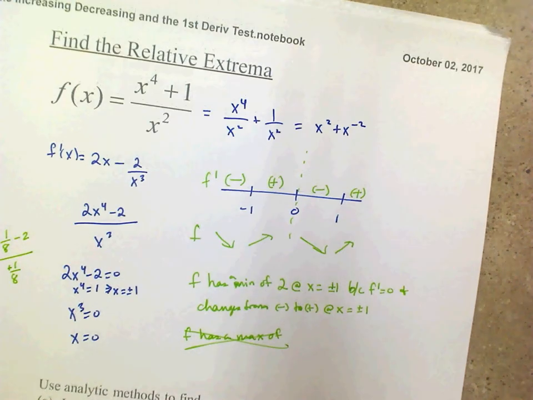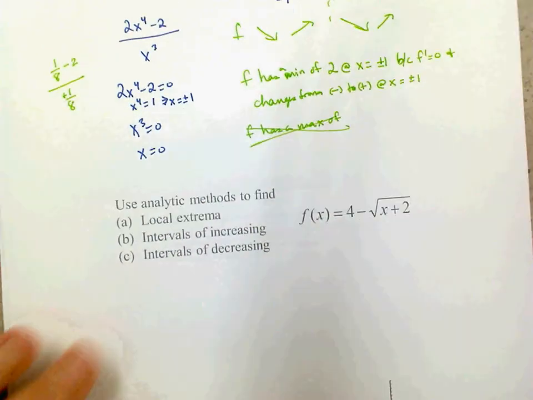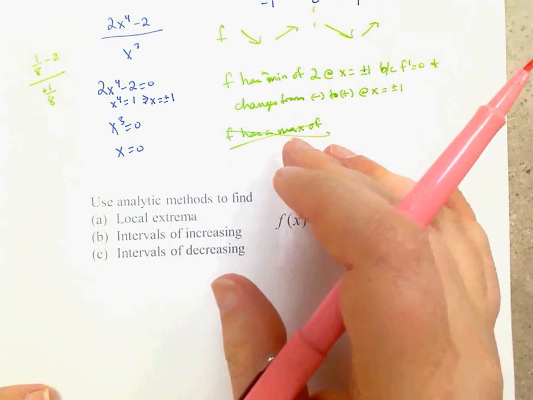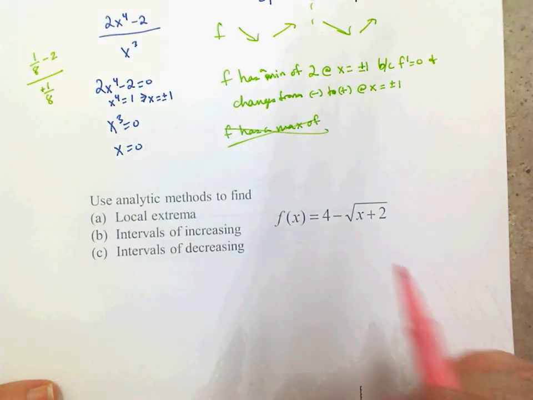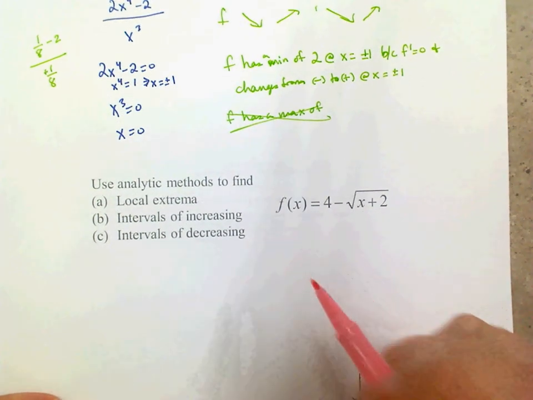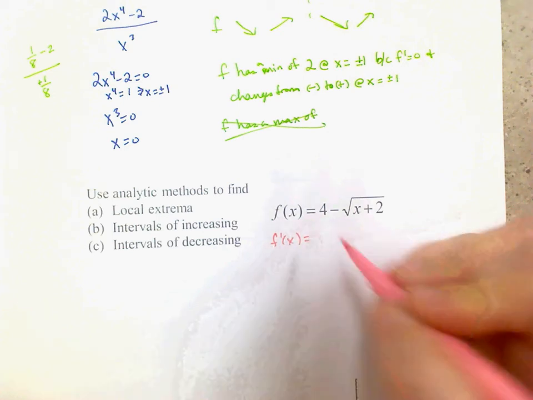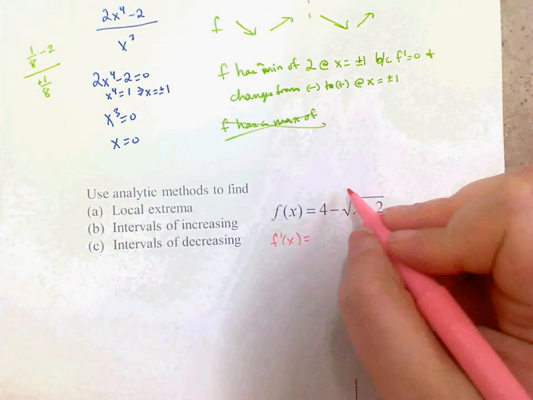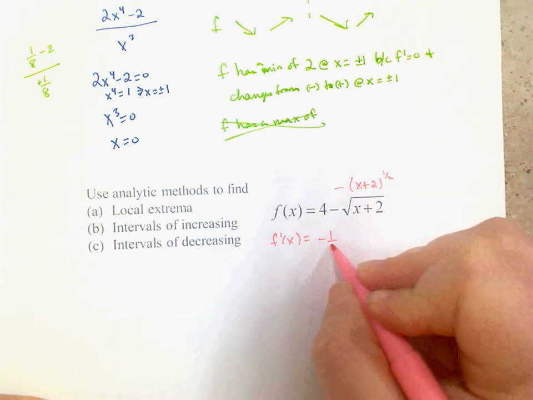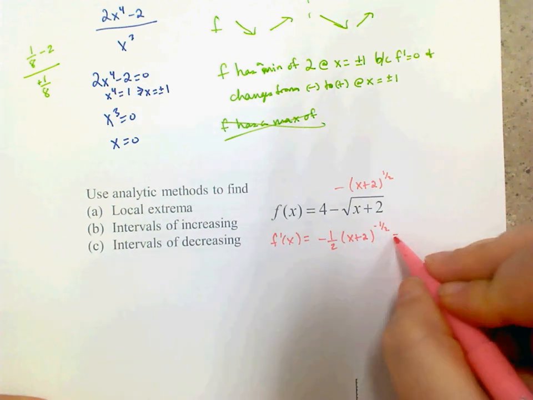Okay. And you can also graph it to make sure, but I'd rather you do this first, this analysis. Use analytic methods to find the local extreme and the intervals of increasing and decreasing. So, there's f, and I want to find f prime. So the derivative of 4 is 0, and the derivative of this is a negative 1/2 (x plus 2) to the negative 1/2 times the derivative of the interior, which is 1, which is really just a negative 1 over 2 square roots of x plus 2.